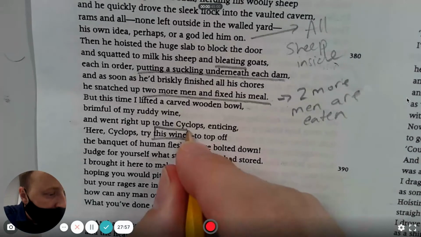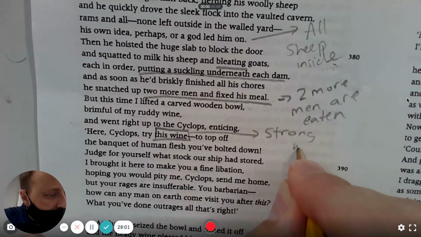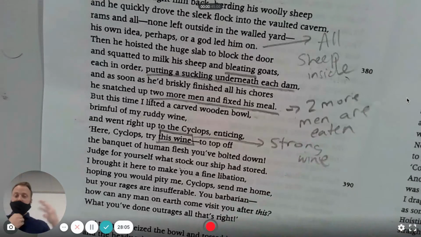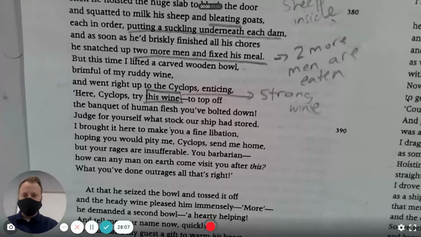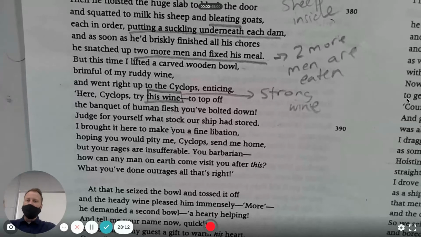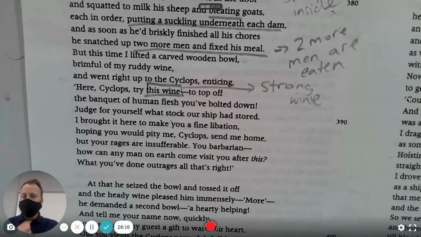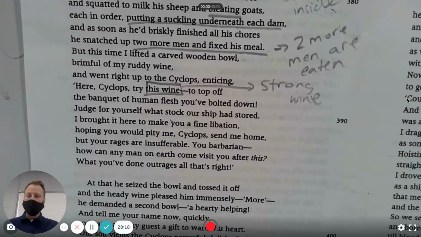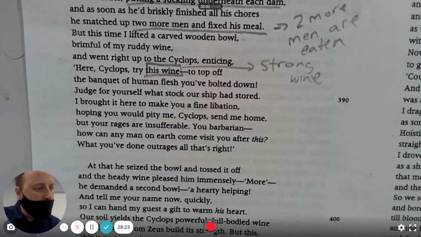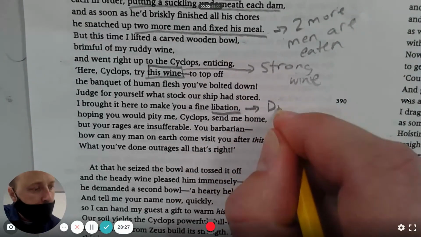Okay. This was that very strong wine, okay? So that's why earlier in the story in part 3, he really goes on and on about how strong this wine is. He says, here, Cyclops, try this wine. Top off the banquet of human flesh you bolted down. Judge for yourself what stock our ship had stored. I brought it here to make you a fine libation. So a libation is another word for a drink, a strong drink.